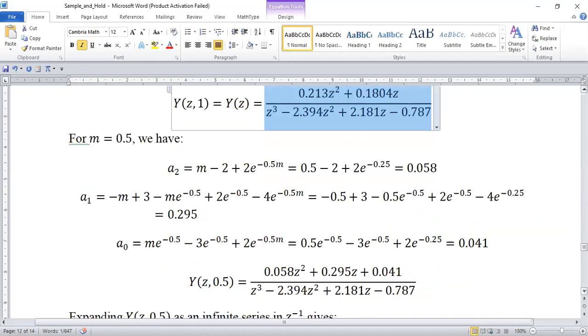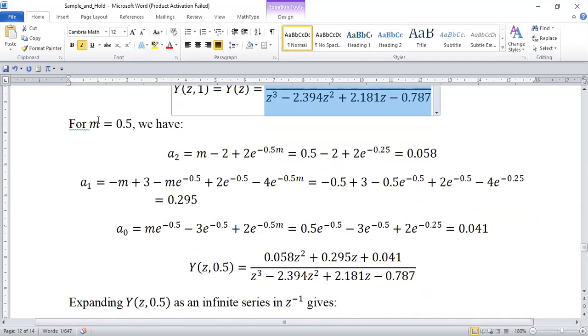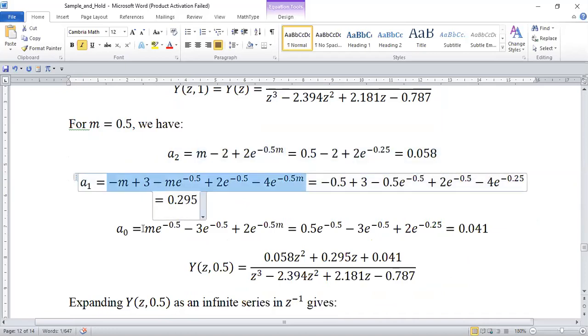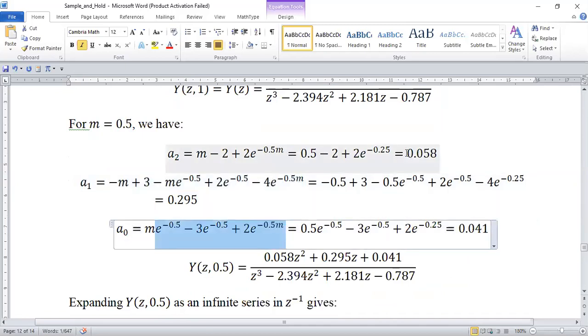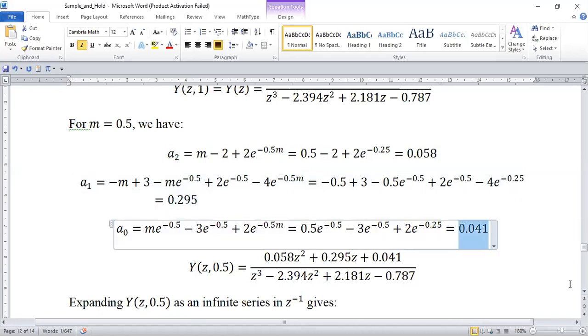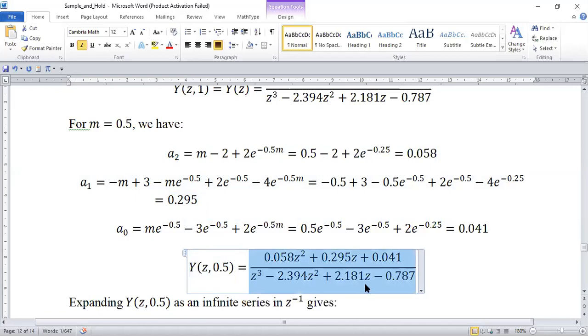So the next question is to get the value of the output when M is equal to 0.5. So simply replace 0.5 with M here. Then replace 0.5 with M here. So you're going to get these values. And so the modified Z transform when M is equal to 0.5 is given by this. So this is A2, this is A1, and this is A0.